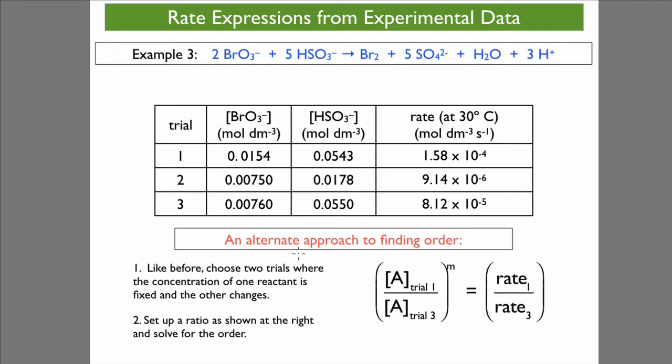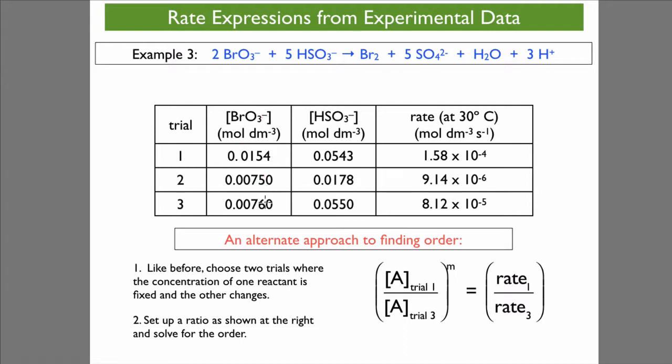Next, we've got example 3 here. Have a look at that. We've got BrO3 minus and HSO3 minus reacting, and you can see in the trials here, trials 1 and 3 keep HSO3 minus virtually the same, and trials 2 and 3 keep BrO3 minus virtually the same.